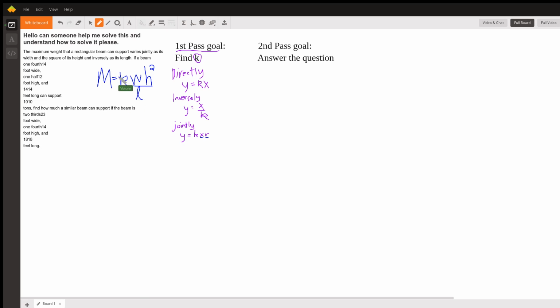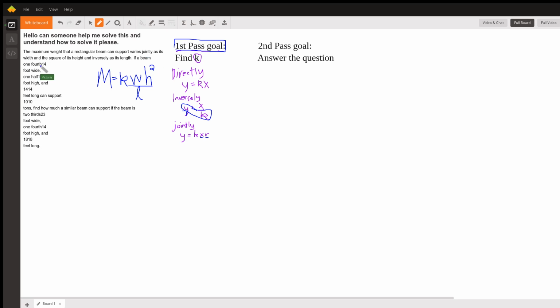So they give us all the information to find K, which is the goal of my first pass. The key here is that the Y, the thing you want, if it's on top, the K is on the bottom. If the K was on top, we would need Y on the bottom. Anyway, back to this problem. They've given us everything except K.